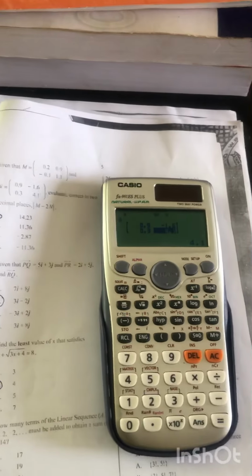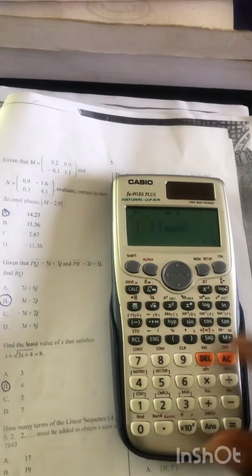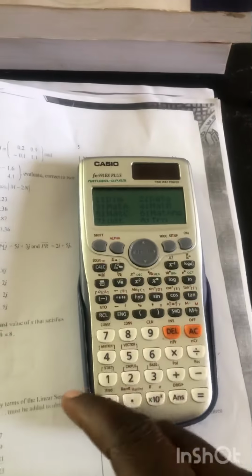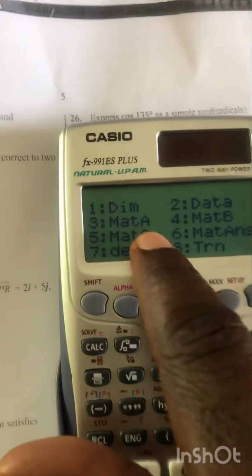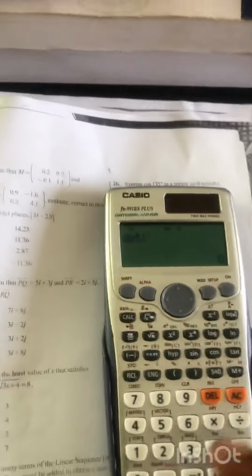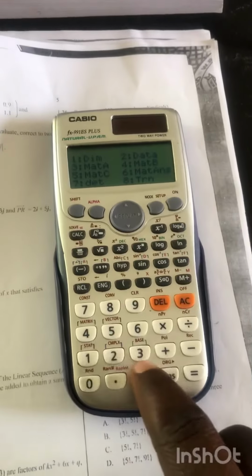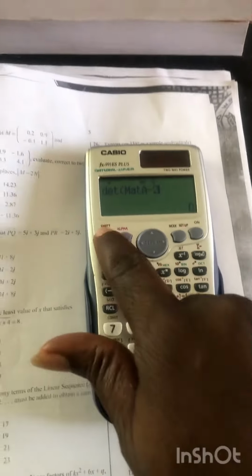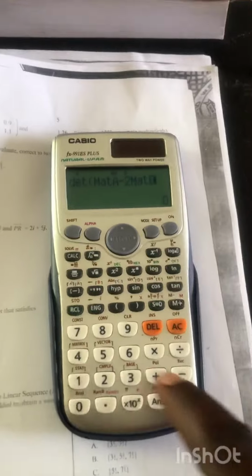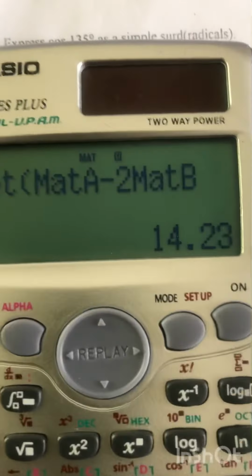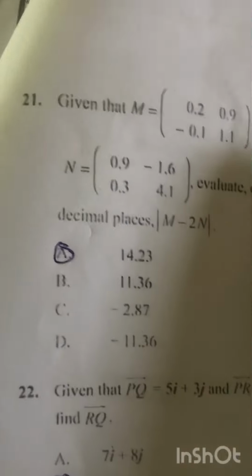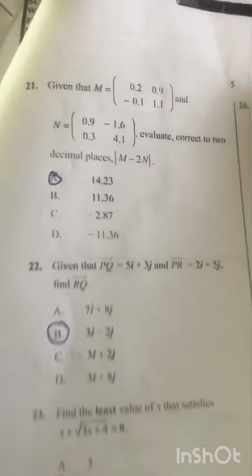So we have to find the determinant of M minus 2N. So let me clear this one. Shift matrix. So determinant is 7. You see DET. So I press 7. Bracket is open already. So A minus 2N. A minus 2B rather. M minus 2N will be A minus 2B on the calculator. So shift matrix A minus 2 shift matrix B, which is 4. So I press equal to 14.23, which is A. Now we move on to question 22.